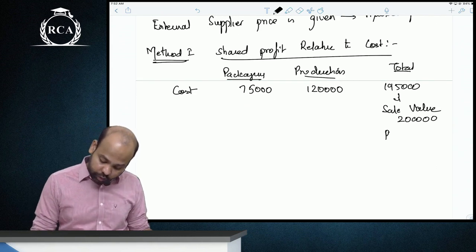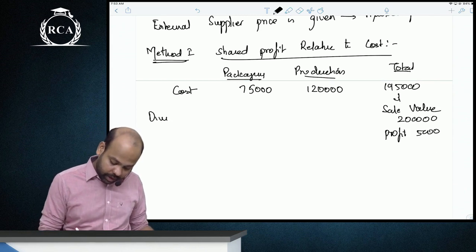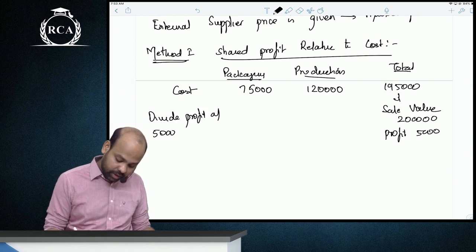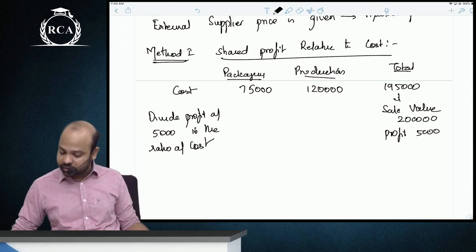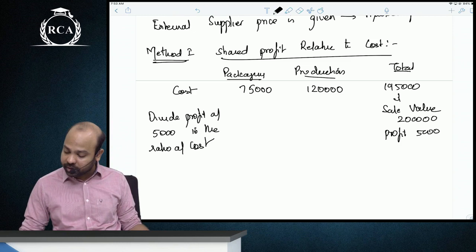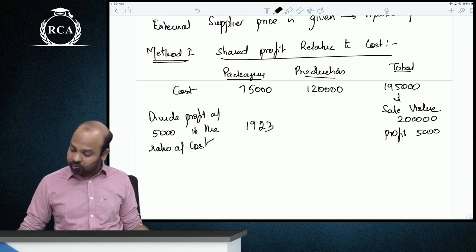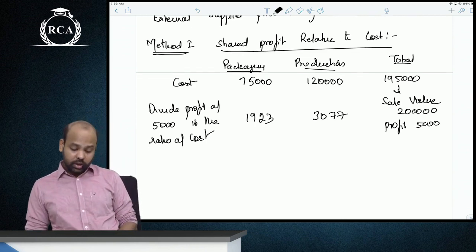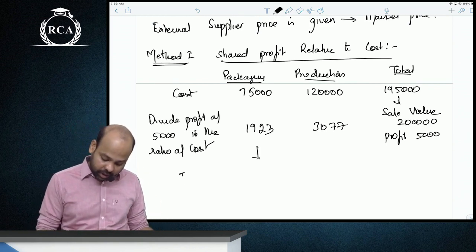So your overall profit is 5,000. Here I will divide the profit of 5,000 in the ratio of cost incurred by these divisions. That will be 5,000 into 75 divided by 195, which is 1,923, and the balance 5,000 minus 1,923 is 3,077. The cost of the packaging division is 75,000, so my transfer price is such.